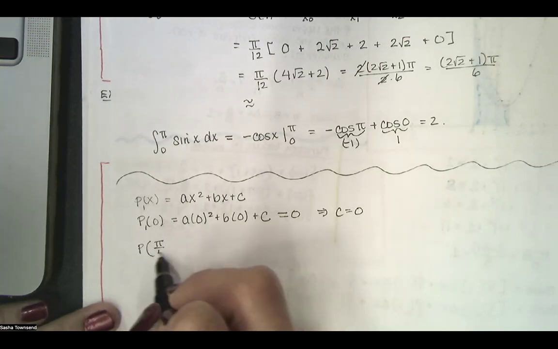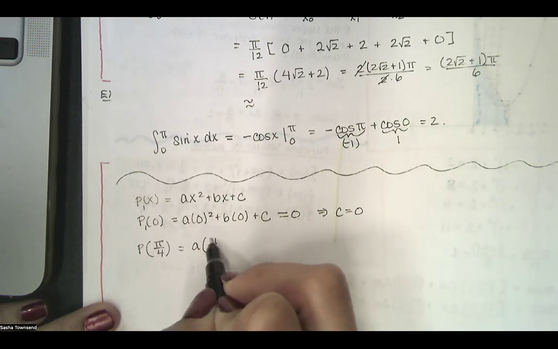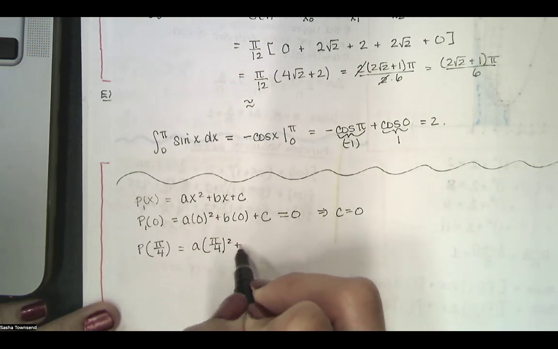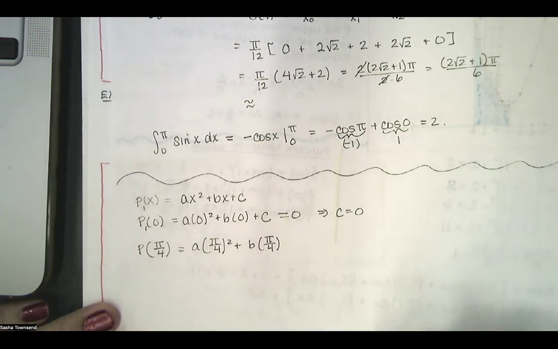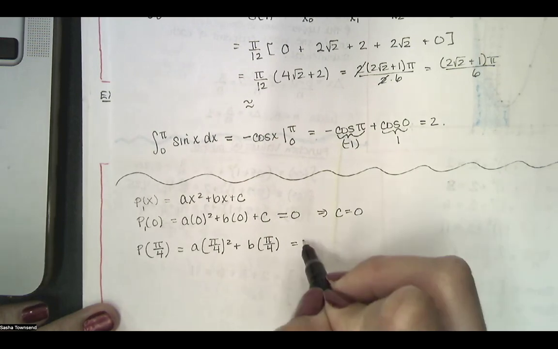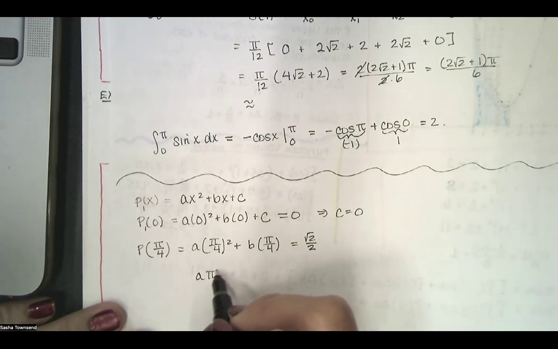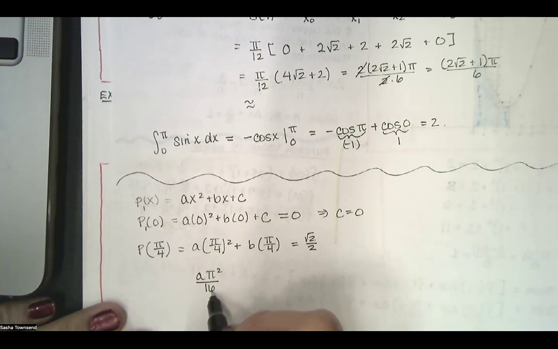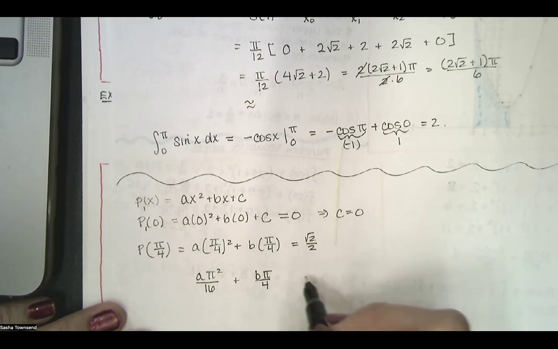I said pi over 2, I meant pi over 4. So a times pi over 4 squared plus b times pi over 4 plus c, which is 0, has to equal square root of 2 over 2. If I simplify that, I've got a times pi squared divided by 16 plus b times pi divided by 4 equals square root of 2 over 2.